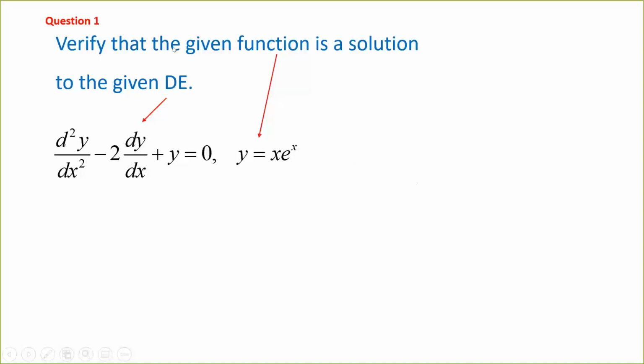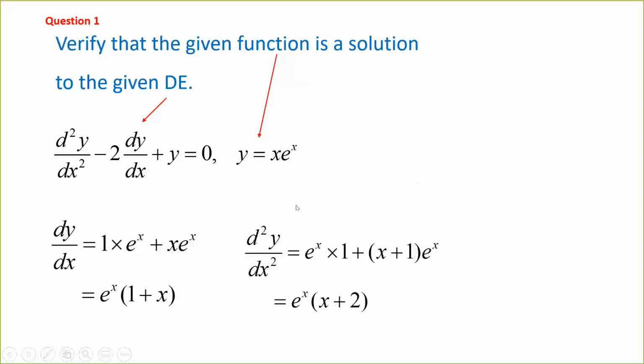So what does that mean, that we verify? That means that we need to find the first derivative. We use the product rule, the product of two functions. Derivative of x is 1 times e to x, plus x times derivative of e to x, which is e to x. e to x is the common factor. Now we differentiate again to find the second derivative of this expression, and if you did the poll, you would have found that the answer was e to x times x plus 2.